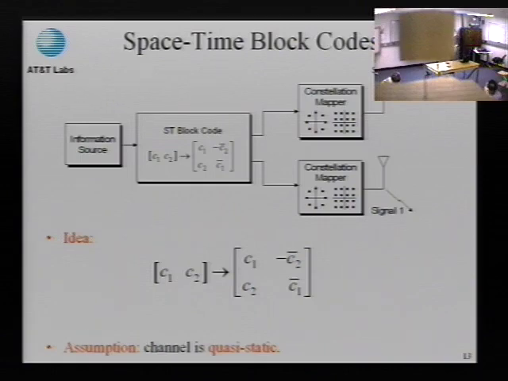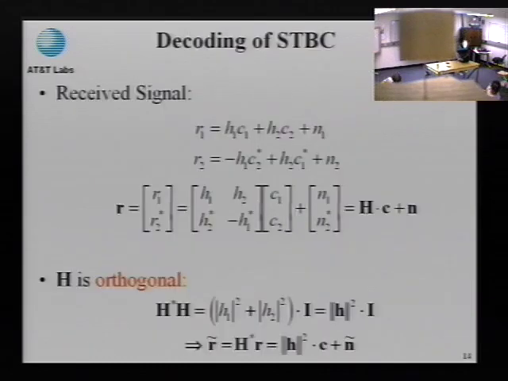Okay. So here is the space-time code. Time is going across, antennas are going down. So you have two time slots. First time slot, you send C1 from the first antenna, C2 from the second. Second time slot, minus C2 bar from the first, C1 conjugate from the second. Okay. And this is it.